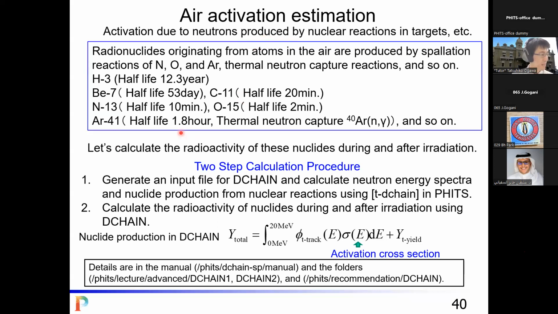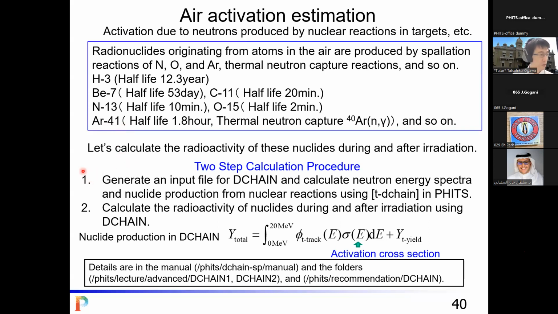So in this final exercise, we are going to calculate the dose by activation of air. In accelerator facilities, air is activated by spallation reactions, neutron capture reactions, etc. And the dominant nuclei in air are tritium, beryllium-7, carbon-11, nitrogen-13, oxygen-15, and argon-41.